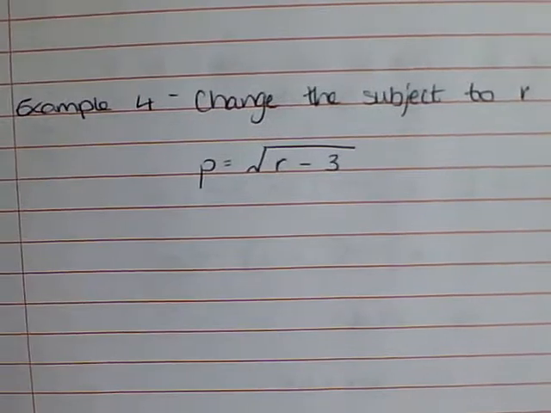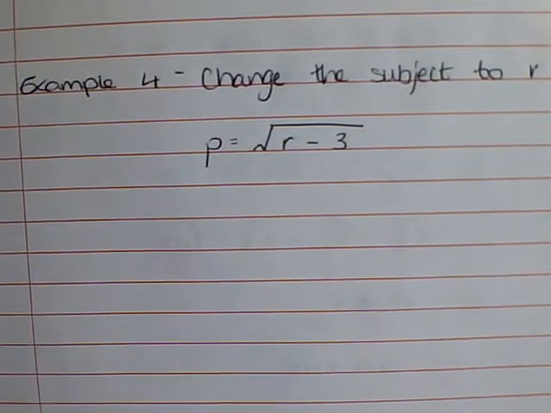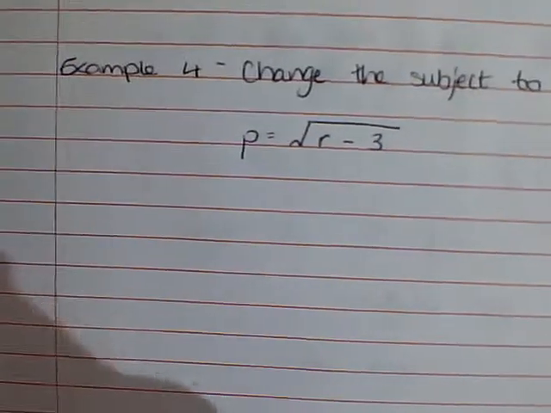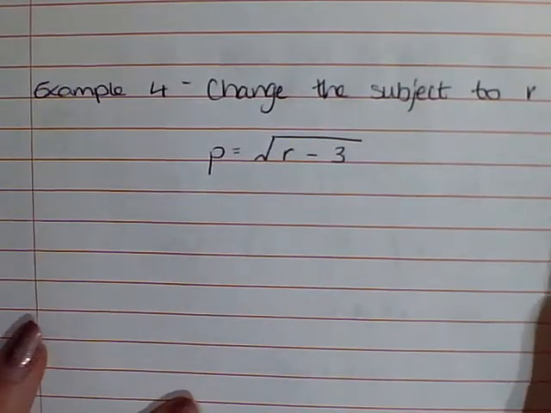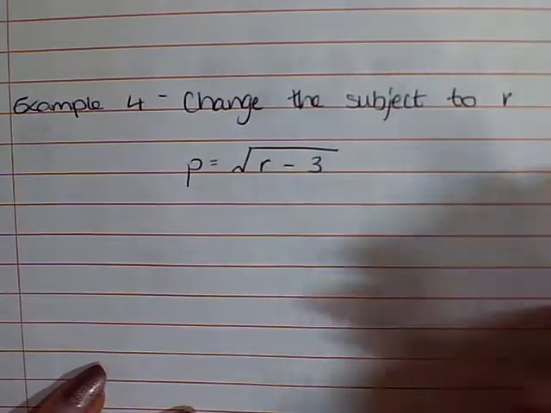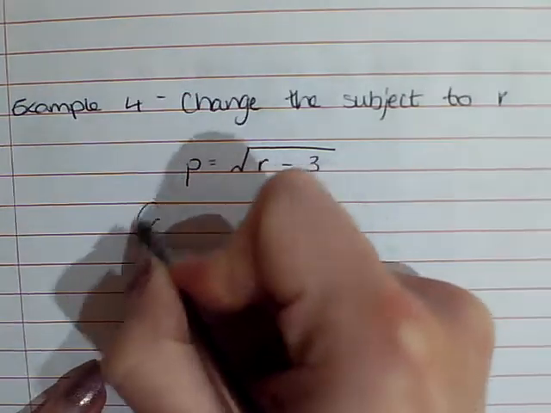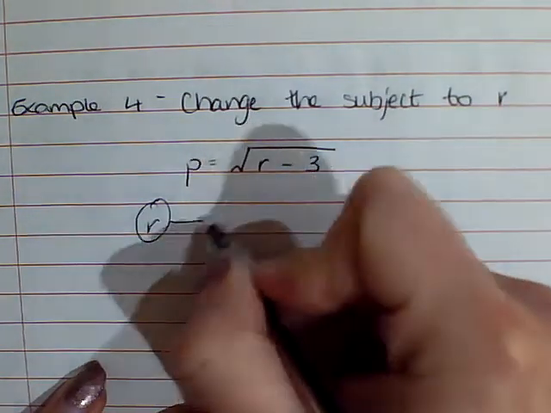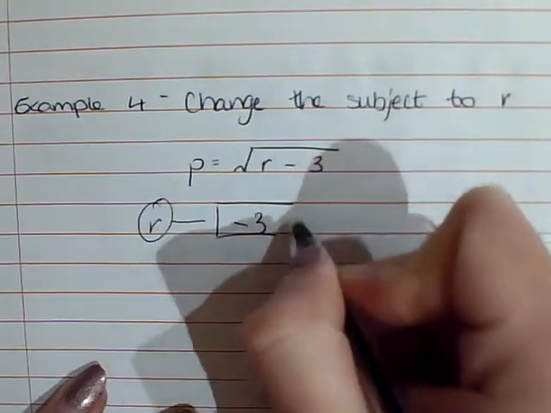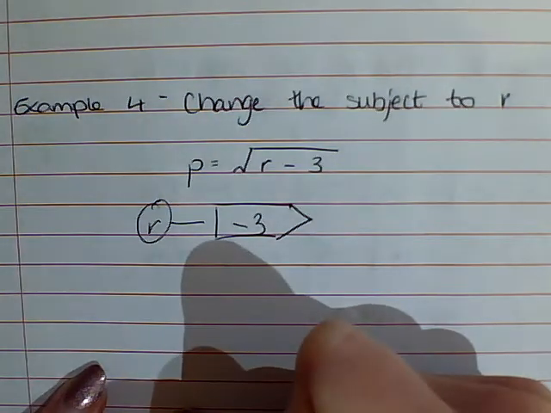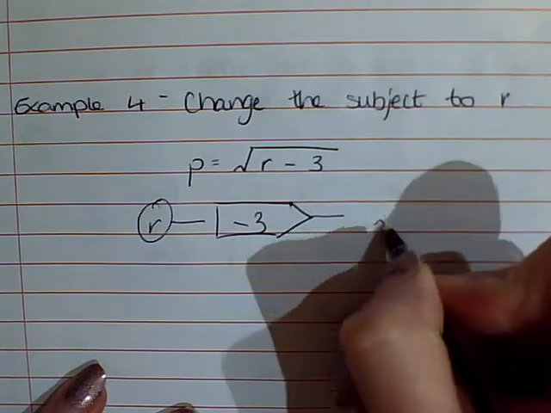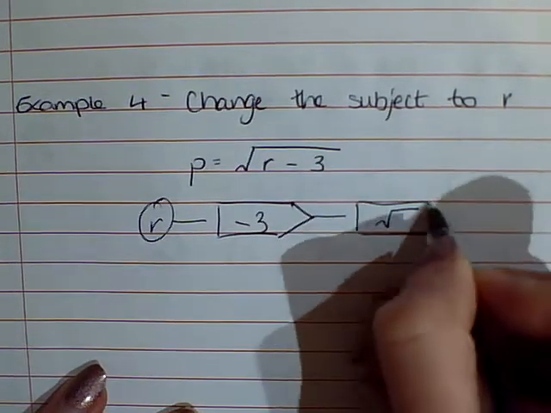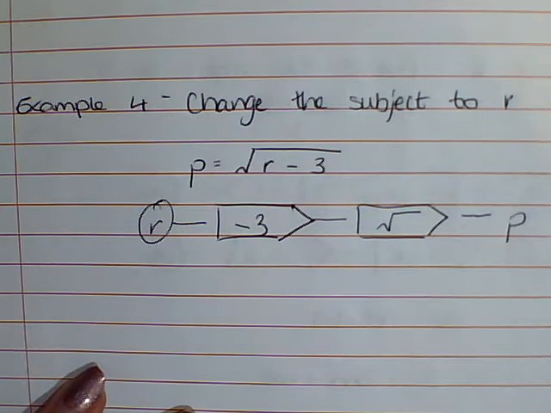Last example, and we want R this time. Working with a visualizer isn't as easy as you think. There's cables everywhere, and yeah, apologies that the camera keeps moving. So this time I want R to be my subject, so I'm starting with the R. And I've got R take away 3. And then the whole thing is square rooted. And that gives me P.